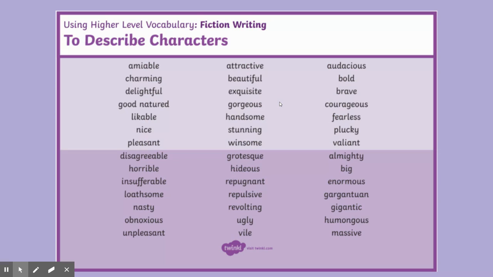So you've got one here for feelings. You've got one really useful one here for characters, particularly words like exquisite, grotesque. You've got repugnant. What a word! If you're writing about a really disgusting and awful character, they could be repugnant or repulsive or loathsome. You've then got gargantuan, which is another word for big. They're really, really useful words, these up-leveled, higher-level vocabulary fiction writing character maps.